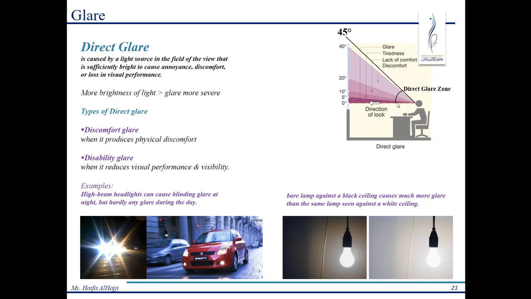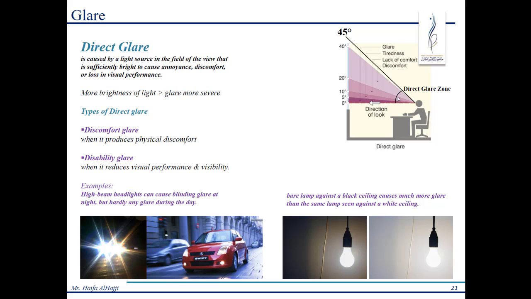So this is your direction of sight. If the light is located here or anywhere within 45 degrees away from your sight, we're looking here, but the light is here, it's still going to cause you glare. So this is what we mean by the direct glare zone. The light is within the field of view of 45 degrees above and below on the sides.